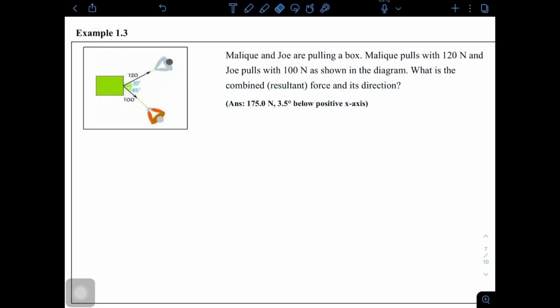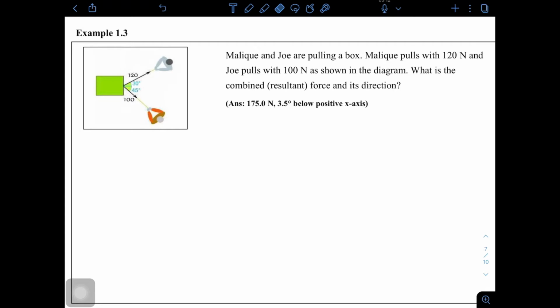Hi and hello everyone. For today's video, we are looking at the resultant vector. We want to find the magnitude and direction of the resultant vector. Let's say we have this problem, example 1.3.